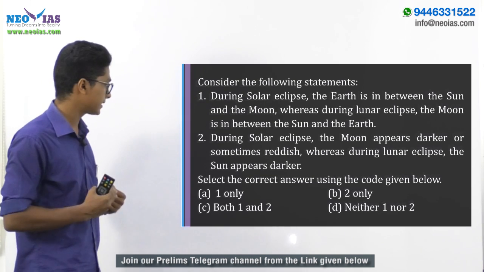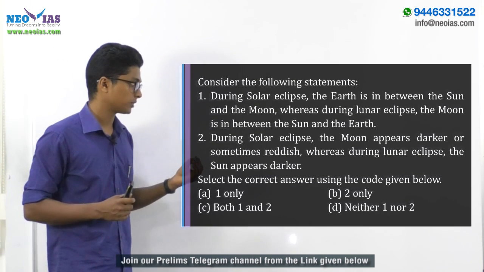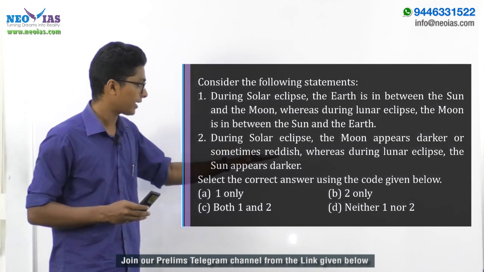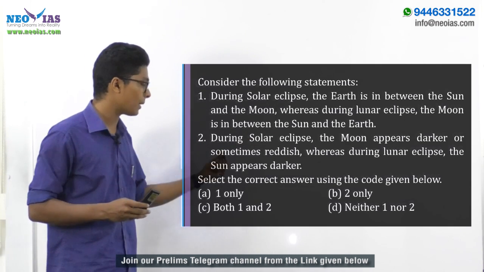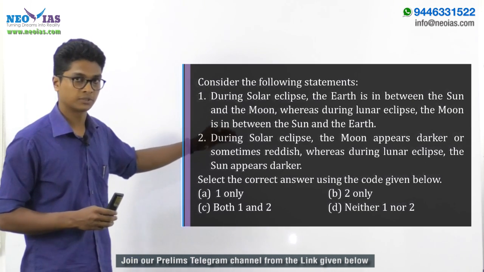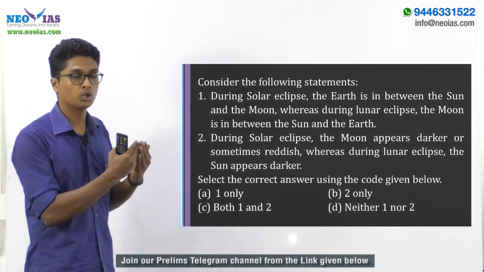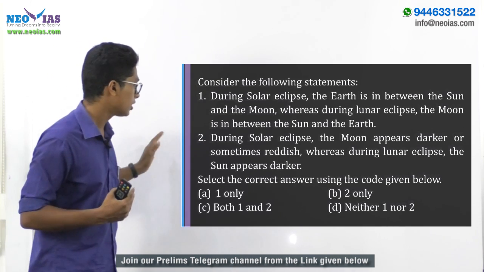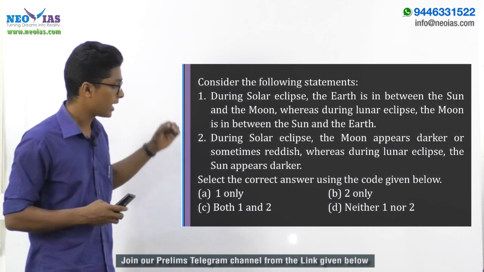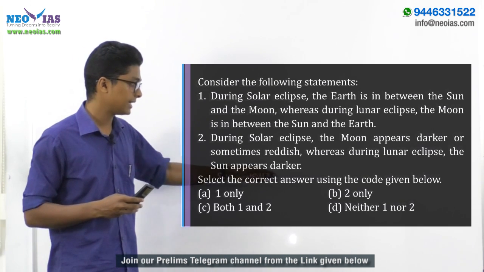Now going to the second statement: during the solar eclipse, the moon appears darker and sometimes reddish, whereas during lunar eclipse, the sun appears darker, which is again wrong. During a solar eclipse, the sun should be appearing blackish, or darker. For that reason, the second statement is also wrong, and the answer comes out as D, which is neither one nor two.